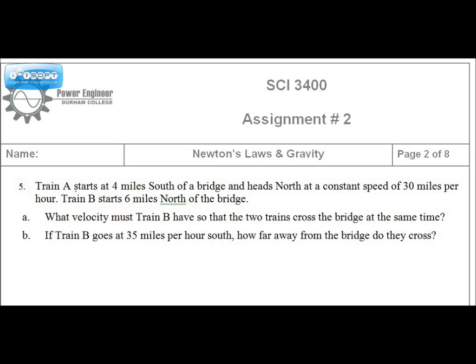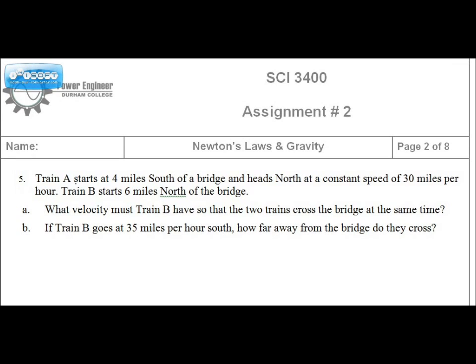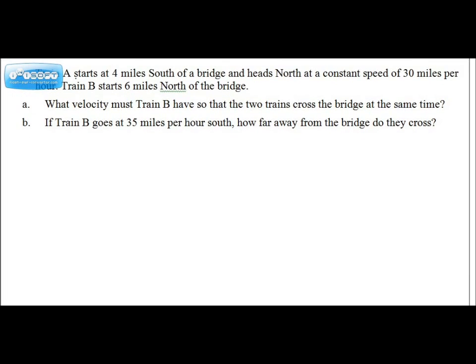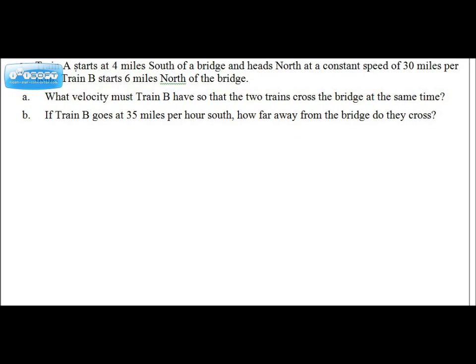Train A starts 4 miles south of a bridge and heads north at a constant speed of 30 miles per hour. Train B starts 6 miles north of the bridge. What velocity must train B have so the two trains cross the bridge at the same time? As we discussed last semester, in order for two things to be at the same place, they need to be there at the same time. So time is our constant.